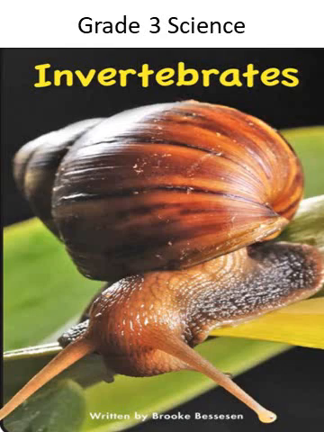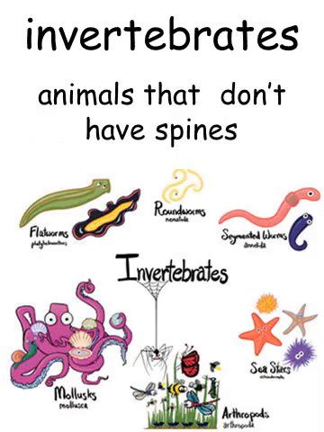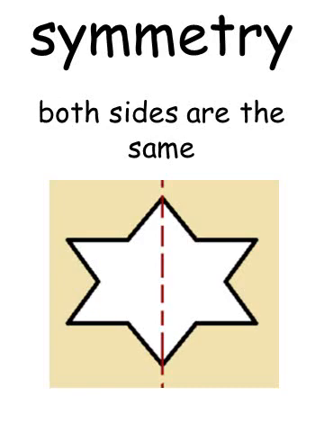Grade 3 Science. Invertebrates. Vocabulary. Invertebrates are animals that don't have spines. Symmetry is when you can draw a line down the middle of something and both sides are the same.